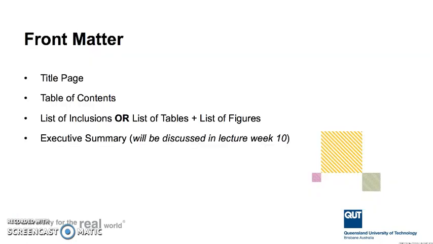With the front matter, you have title page, table of contents, list of inclusions, which includes a list of any tables or figures that are mentioned in the main part of the document, as well as the executive summary. Now, a couple of important points. The title page, table of contents, and executive summary are on separate pages. I'll talk a bit more about list of inclusions shortly.